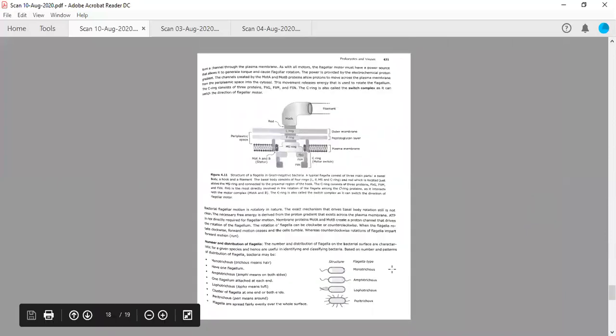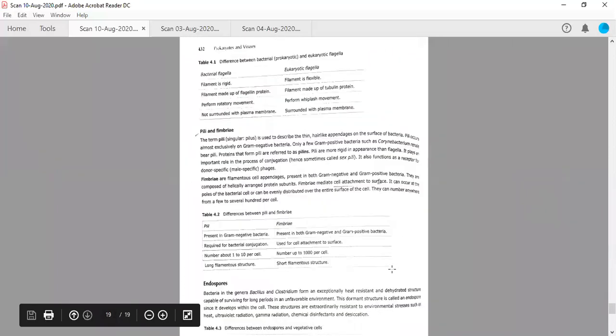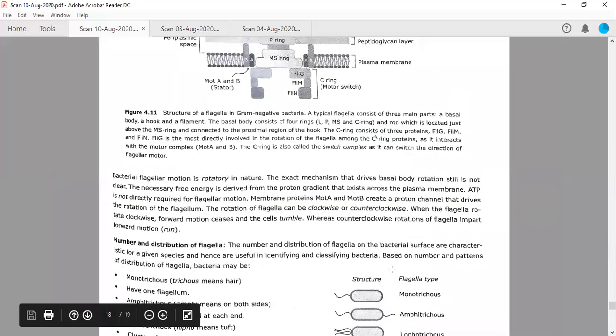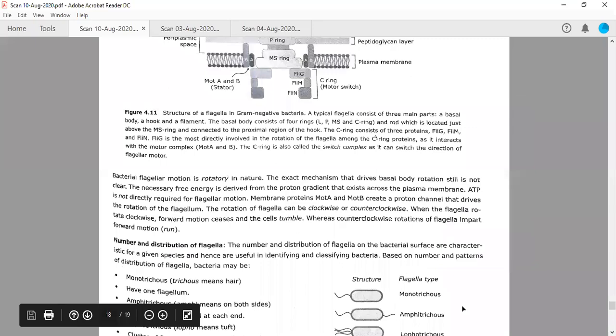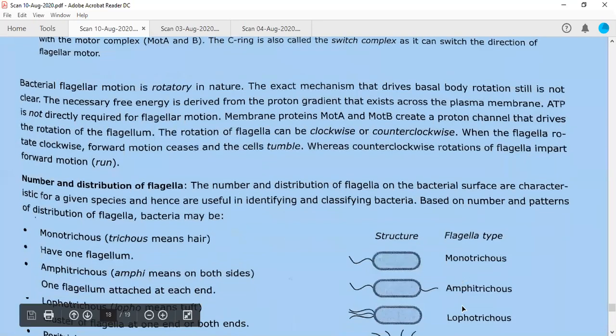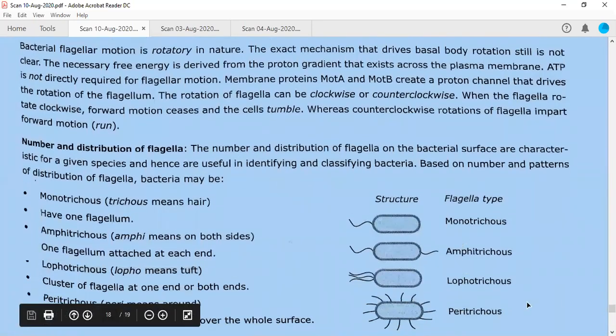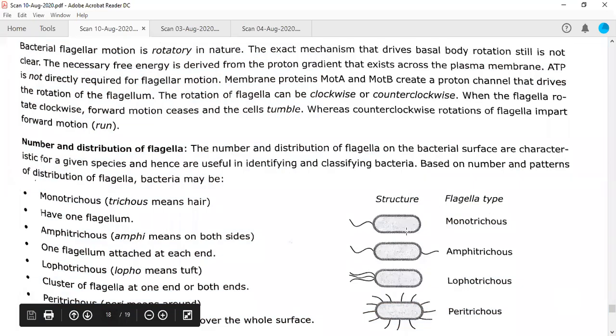Okay, so I told you based upon flagella, the bacterial cells can be monotrichous, amphitrichous, lophotrichous, or peritrichous. I have to see this particular diagram. So based upon flagella, you can name the bacterial cells. If they do not have flagella at all, they are called atrichous.